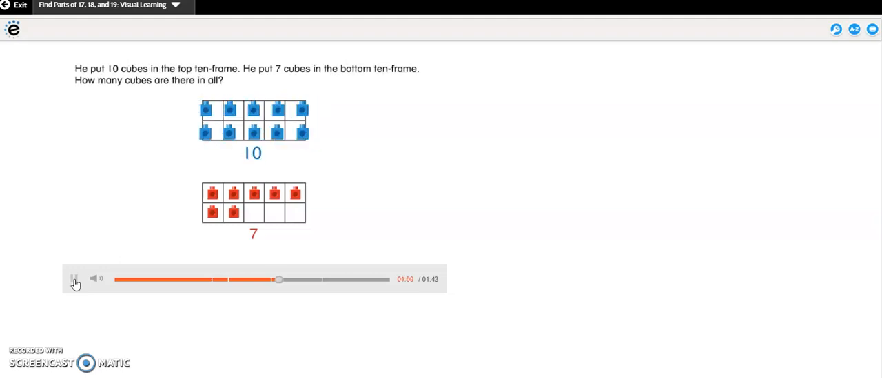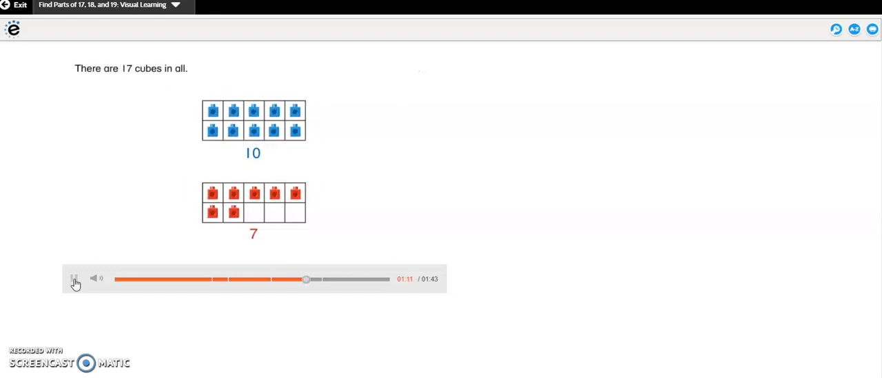He put 10 cubes in the top 10 frame. He put 7 cubes in the bottom 10 frame. How many cubes are there in all? There are 17 cubes in all.